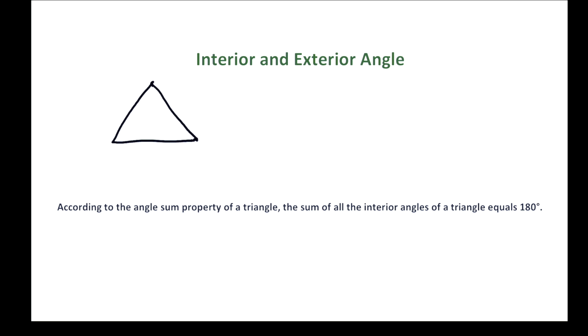Let's talk about interior and exterior angles. The angles inside the triangle are called interior angles. So here, this is our interior angle, this is another interior angle, and this is another interior angle. When the sides of a triangle are extended, other angles are formed. The angles outside the triangle that are adjacent to the interior angles are called exterior angles.